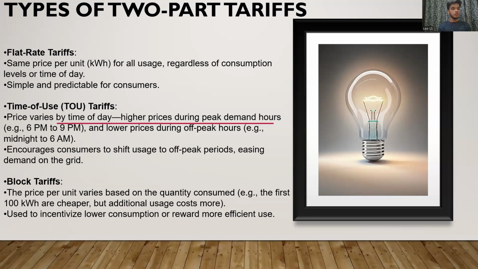Block tariffs. The price per unit varies based on the quantity consumed. Example, the first 100 kilowatt hours are cheaper, but additional usage costs more. Used to incentivize lower consumption or reward more efficient use.